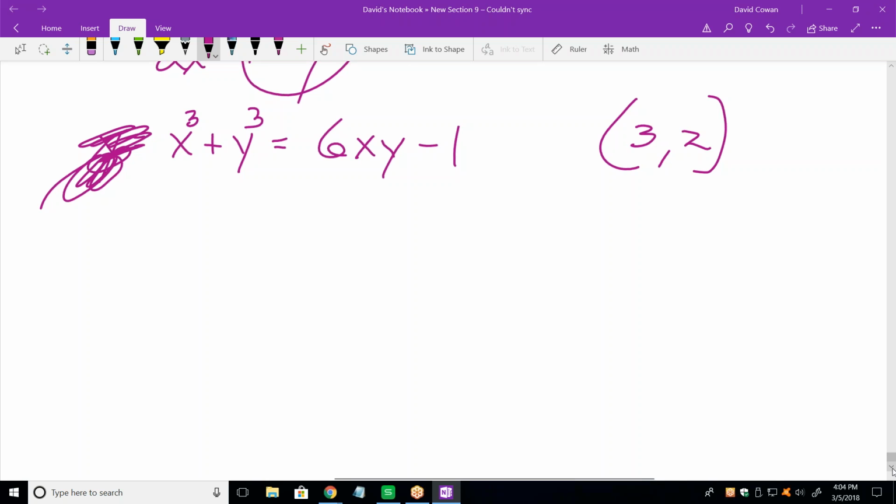Just start from left to right. We're going to implicitly differentiate the entire left side, then the entire right side. And this is where we'll end up with multiple dy dx's, which we'll have to gather together. So this will definitely be a little tougher. But let's get started. Start from the left. All right, so that'd be 3x squared plus 3y squared times dy over dx equals 6 times dy over dx.